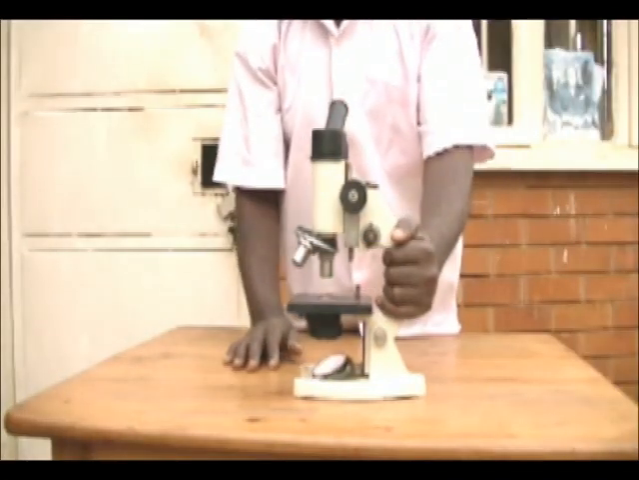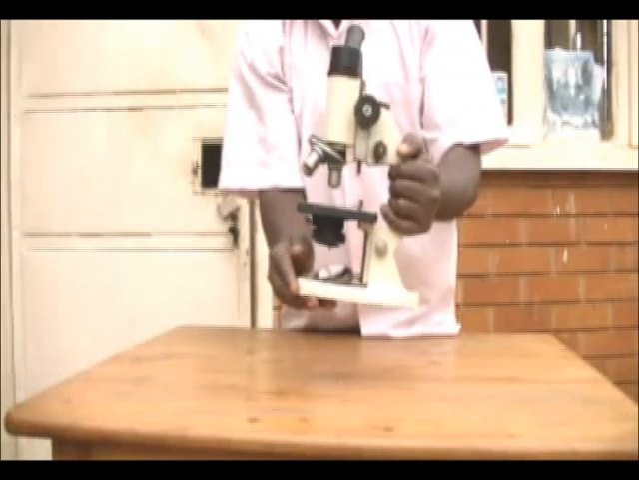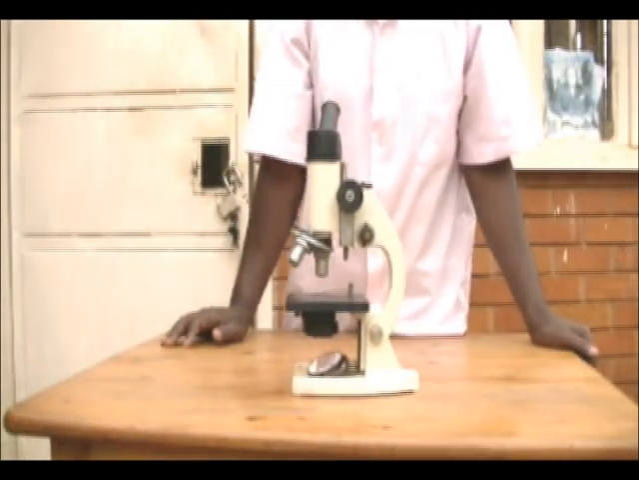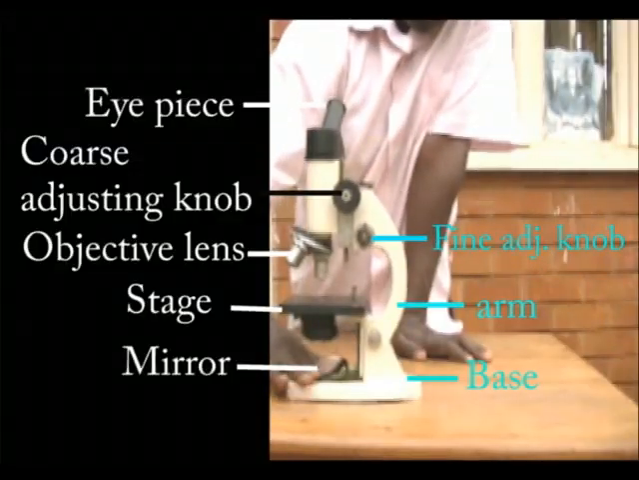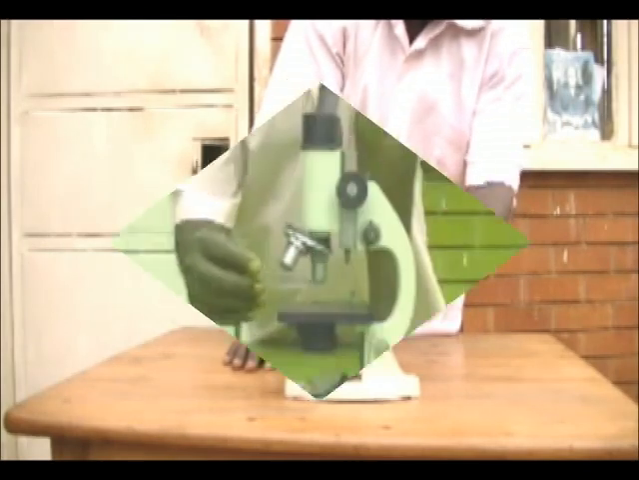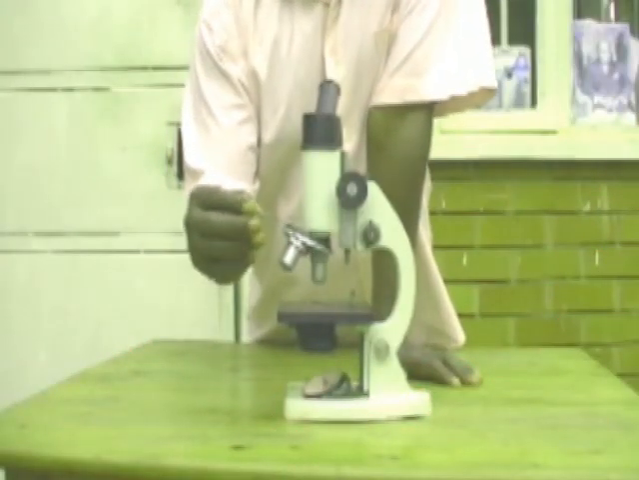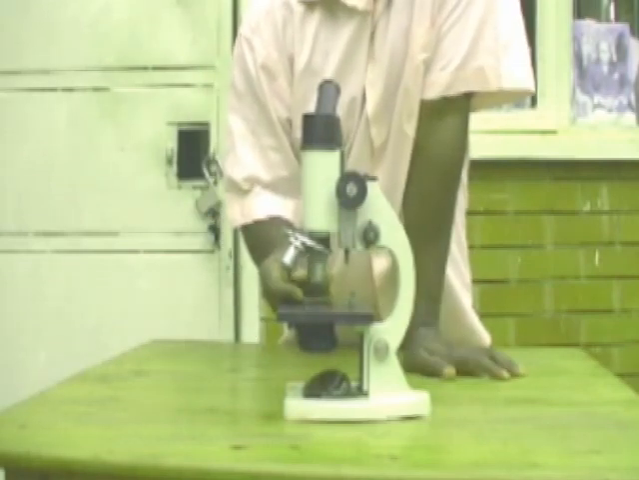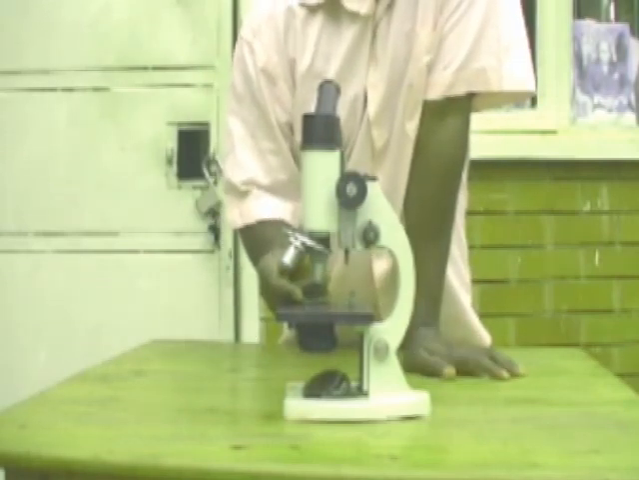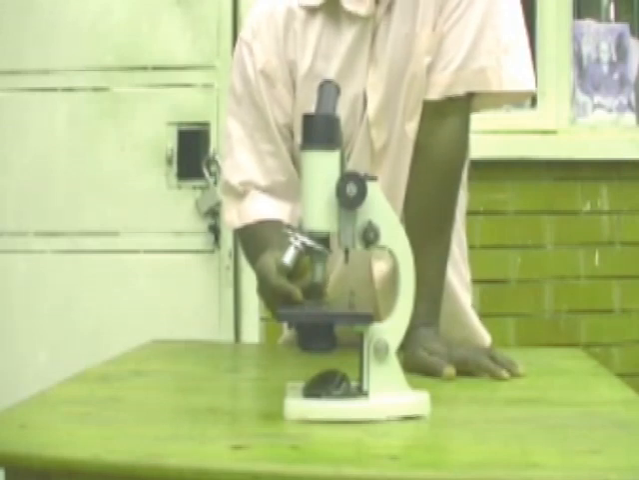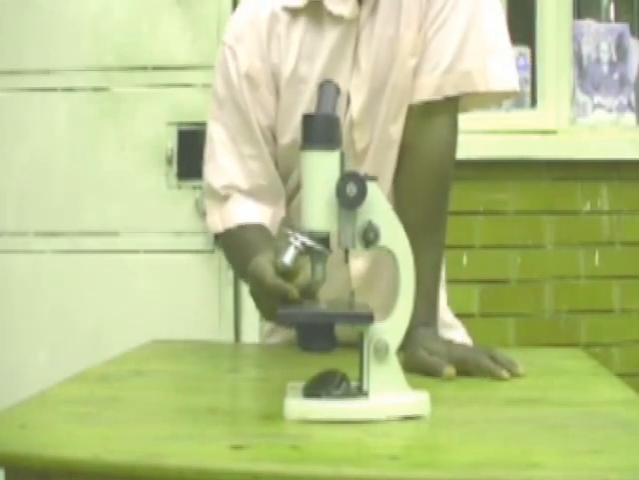When you are carrying a microscope, you must carry it with 2 hands because the microscope is very expensive and you don't want to lose it. This is the base, holds the microscope. This is a glass slide on which we put the specimen. This is a clip that holds the slide on which we place the specimen.